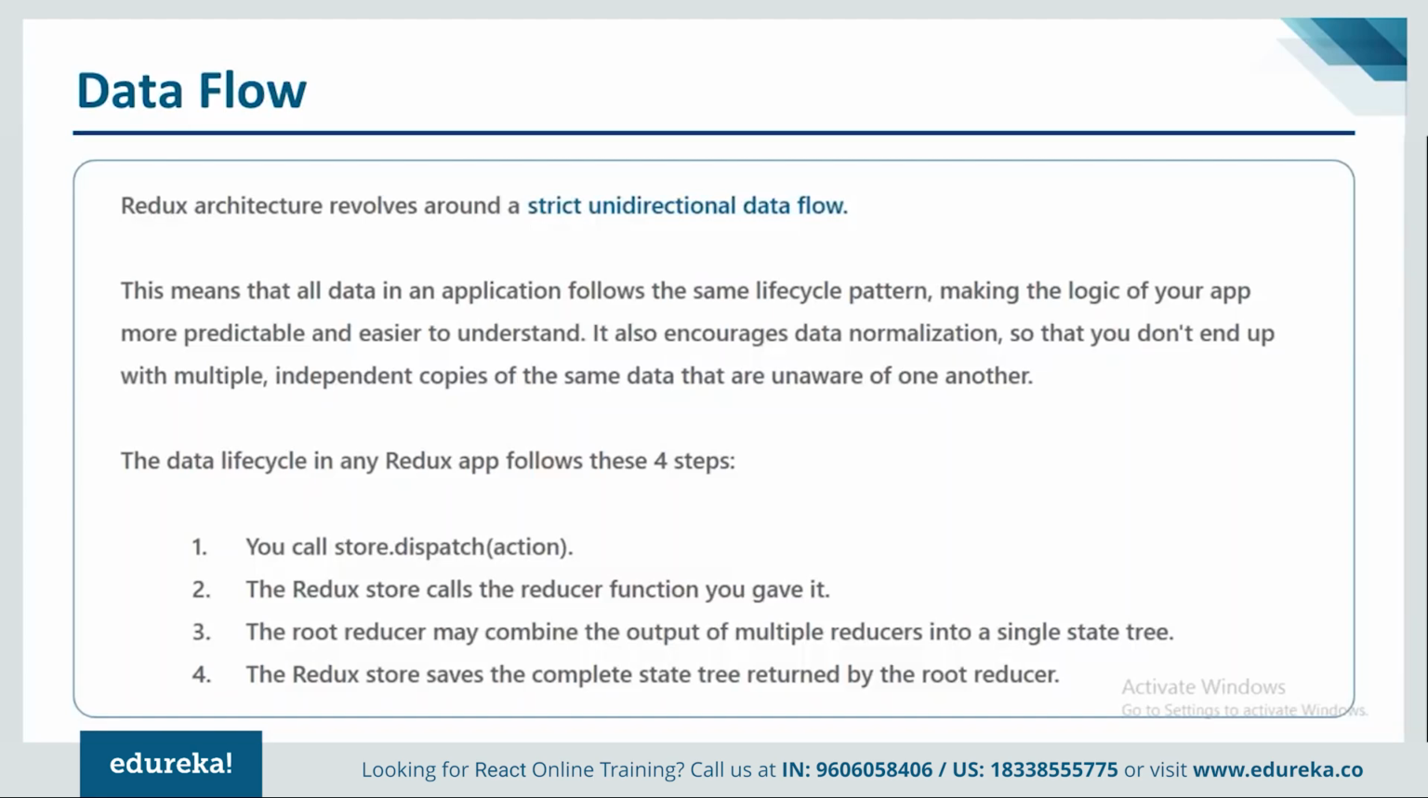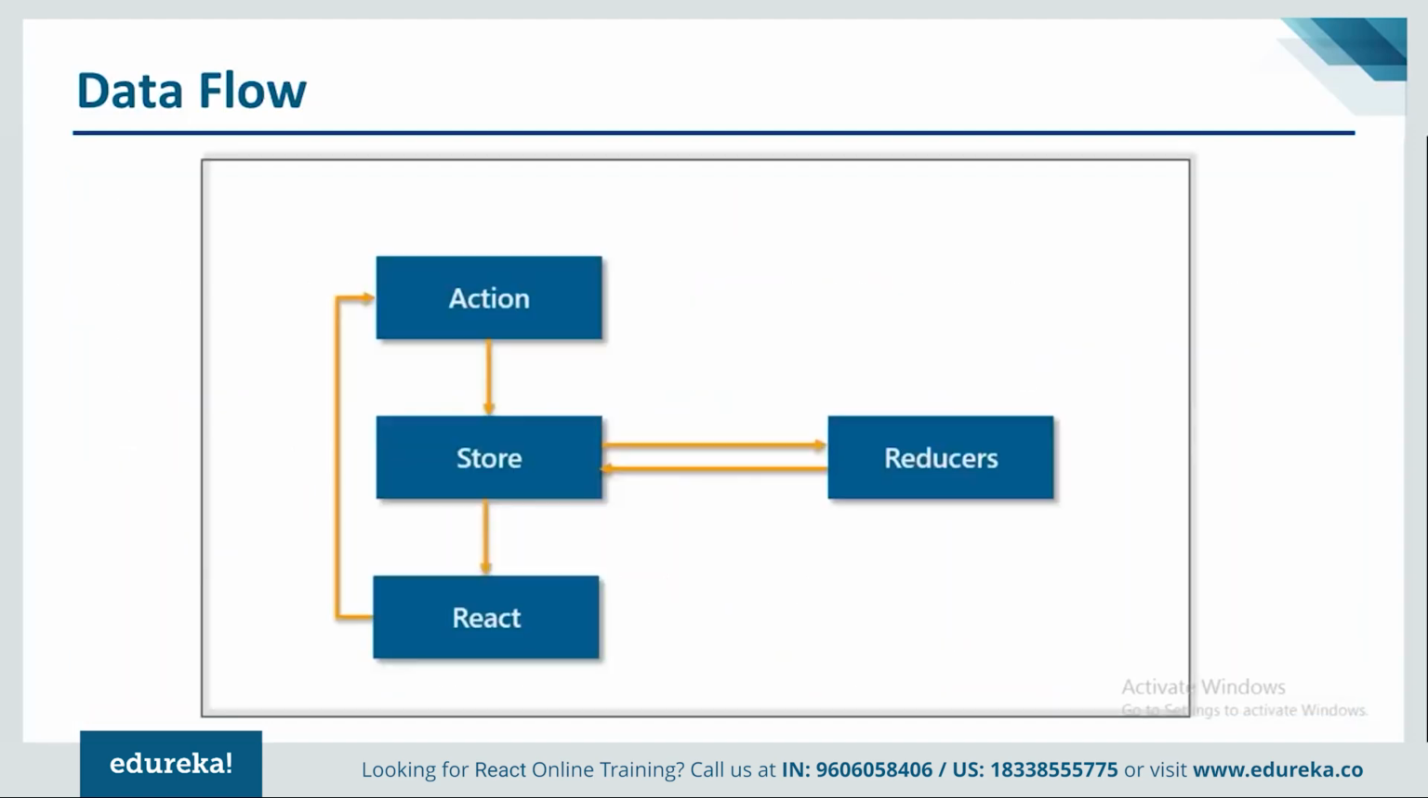The third is the root reducer, which may combine the output of multiple reducers into a single state tree. And the fourth one is the Redux store, which saves the complete state tree returned by the root reducer. This is the last step, which is having the updated information. This is the very simple data flow diagram. As you can see, there is action, store, and the reducers, which work directly with the store. And then you have React, which is giving the view part.